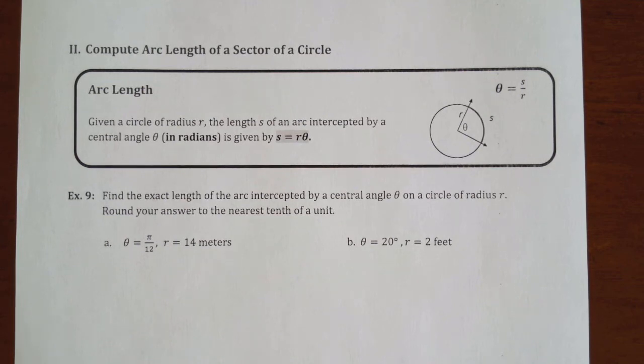All right, welcome back. We're going to do part 2 now, finish up section 7.1. So we're going to look at computing arc length and arc length of a sector of a circle, and then we're going to do the area of a sector of a circle. All right, so the formulas seem pretty easy, which they are.